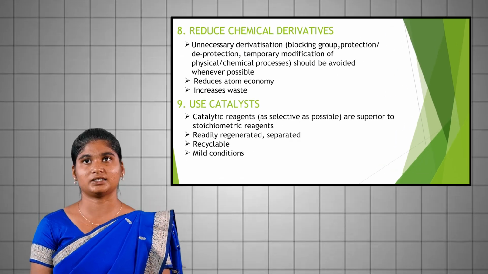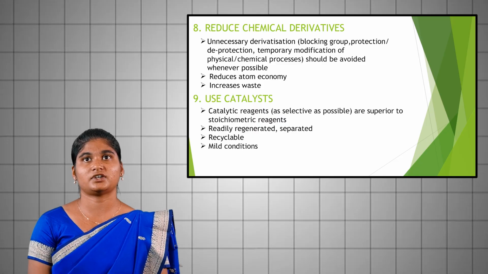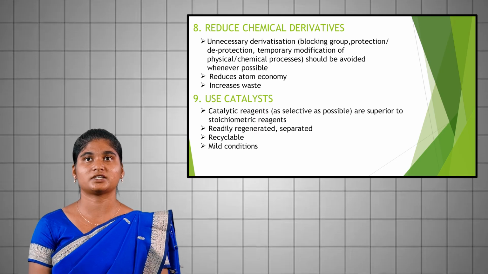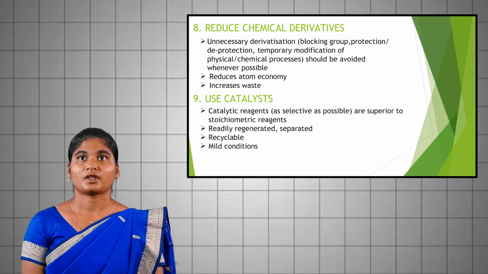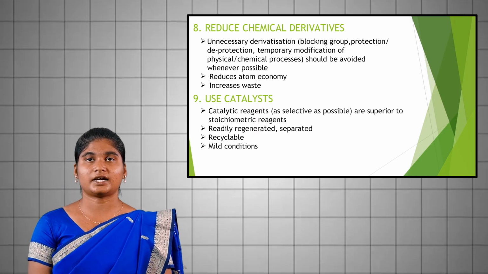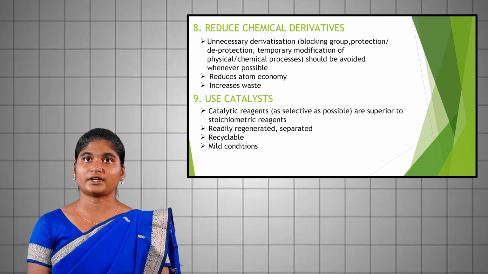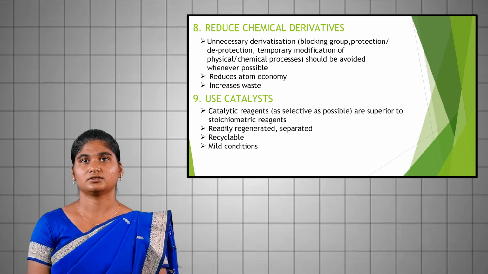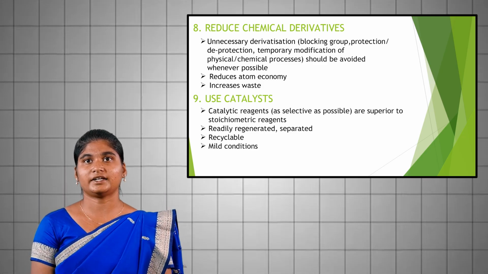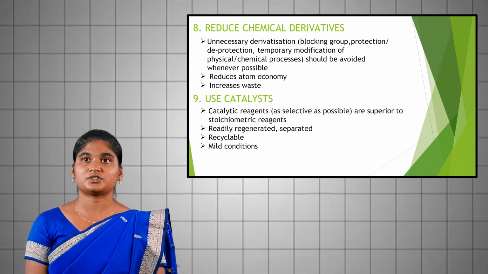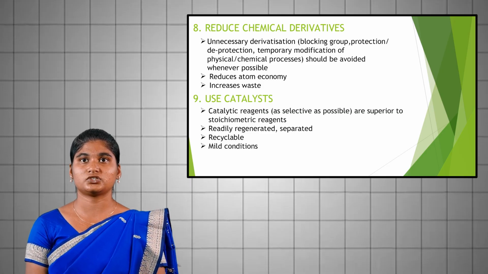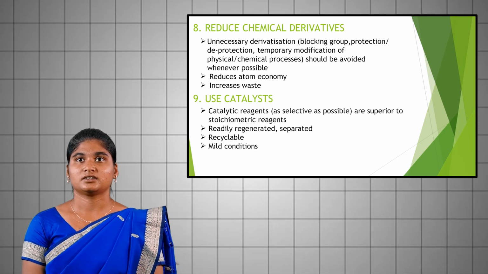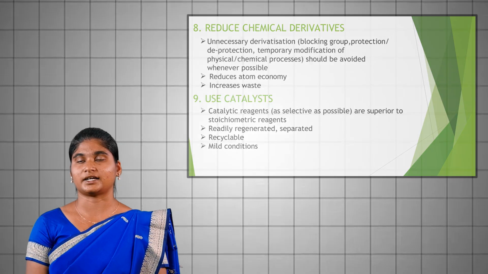Next, reduce chemical derivatives. Unnecessary derivatization, such as blocking groups, protection or deprotection, and temporary modification of physical or chemical processes should be avoided whenever possible. It reduces atom economy and increases waste. Use catalytic reagents, as selective as possible, as they are superior to stoichiometric reagents. They are readily regenerated, separated, and recyclable, and work under mild conditions.